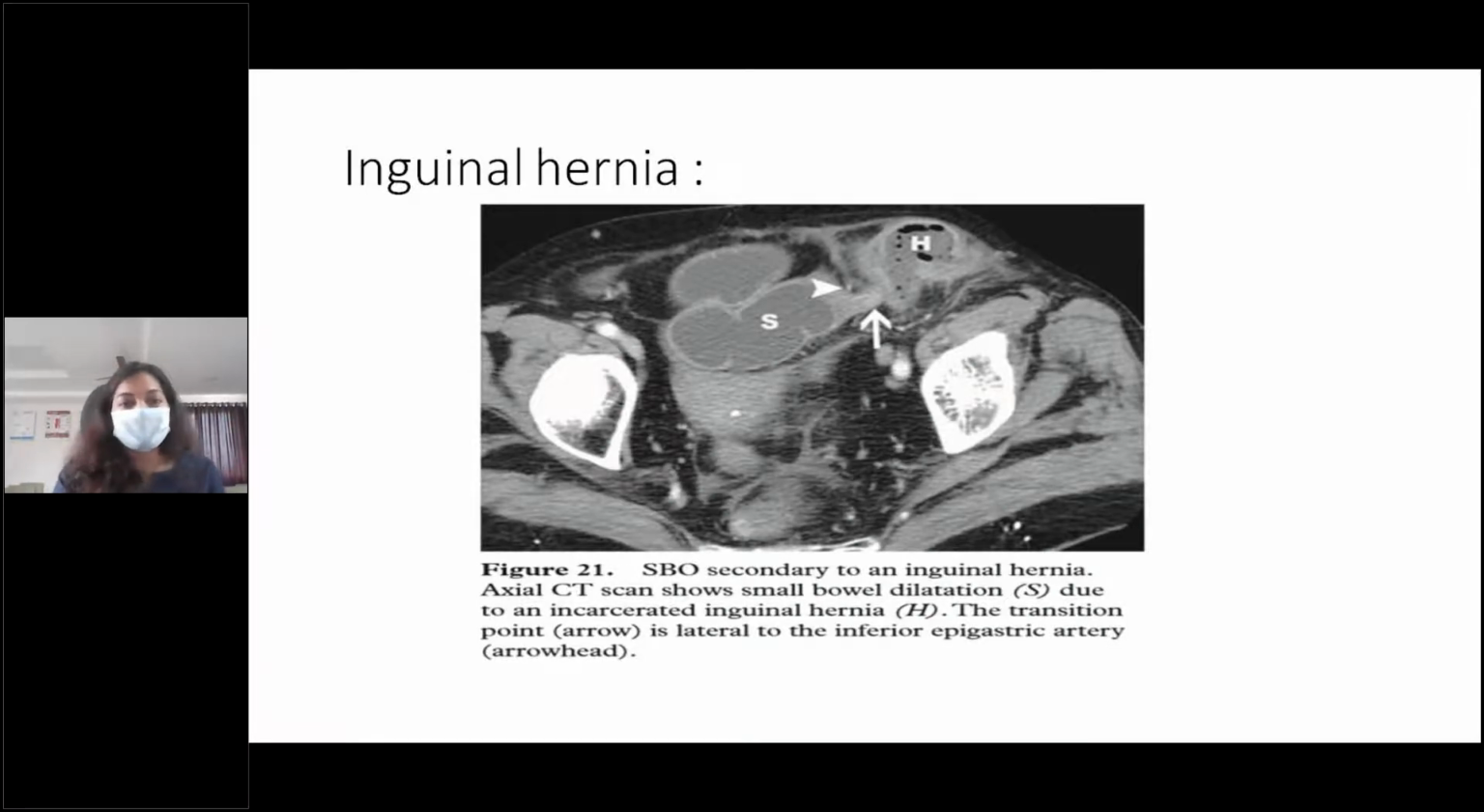Coming to inguinal hernias, hernias can also lead to obstruction. This is a case showing small bowel obstruction secondary to an inguinal hernia. These CT axials show small bowel dilatation due to the incarcerated inguinal hernia. The transition point here is lateral to the inferior epigastric arteries. These are the inferior epigastric vessels. This is the transition point.